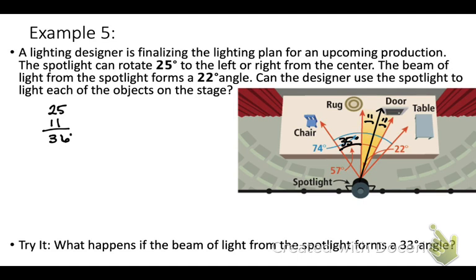36. Can I get there? Yeah, because it's what? 30... It's 35, and this is 36. Yeah? Okay. So this is a star. Okay, got it. Now we've got to see if we can get to the table.